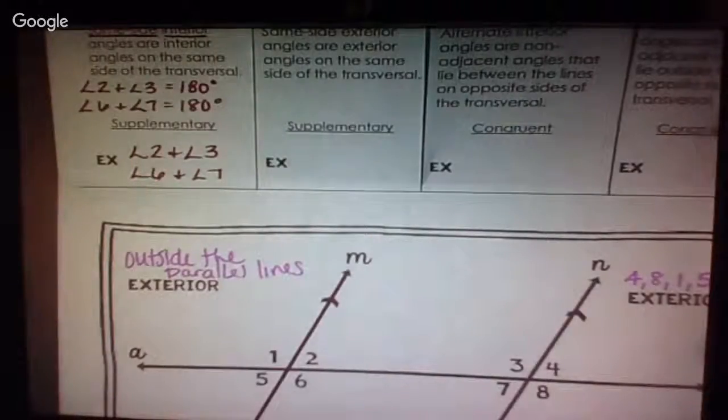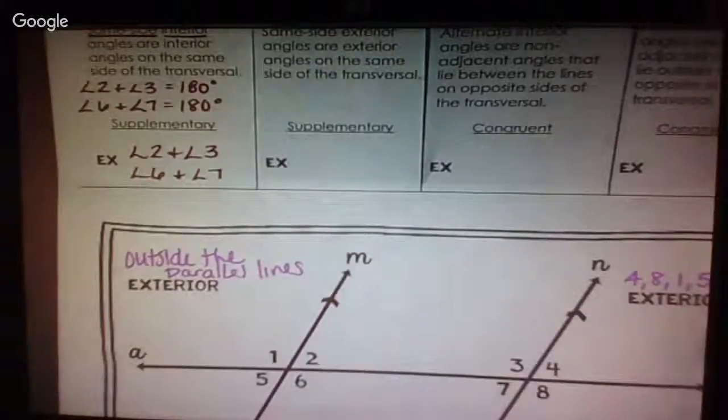How do you know they supplement? Well, that says it right there. It says supplement. So keep this in mind. Same side starts with a what? S. What does supplementary start with? S. That is a good way to remember it. Same side starts with an S. Supplementary starts with an S.